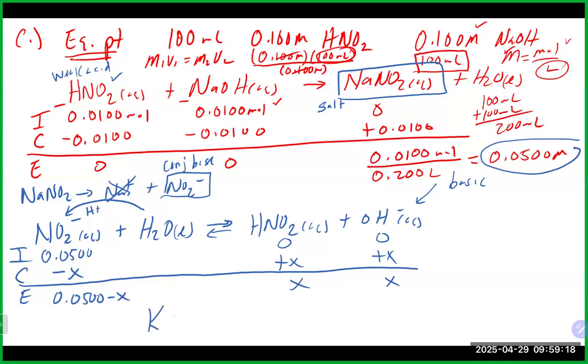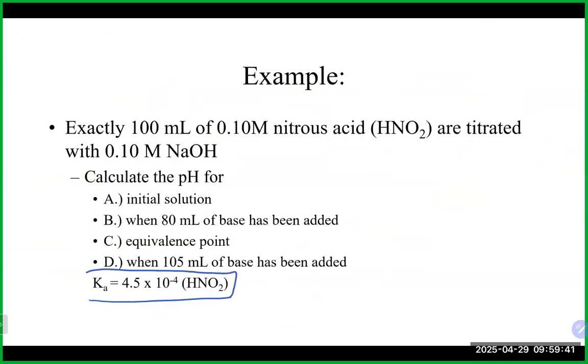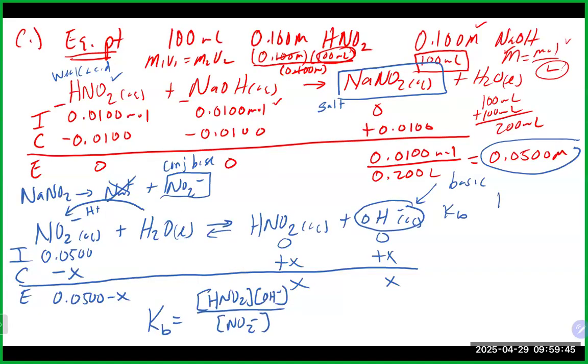This is going to go into our K expression, which again is our products divided by our reactants. And this should be a Kb. And again, that also tells you that you do need to be using a Kb value. Once again, in this problem, we're not given a Kb. We are given a Ka here, which is 4.5 times 10 to the minus 4. We need to use our Kw to swap that out. So our Kb in this case is 1 times 10 to the minus 14, which is our Kw value, divided by 4.5 times 10 to the minus 4. And that's going to get us here.